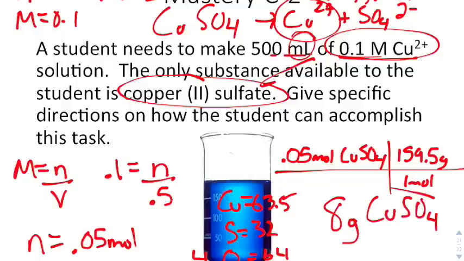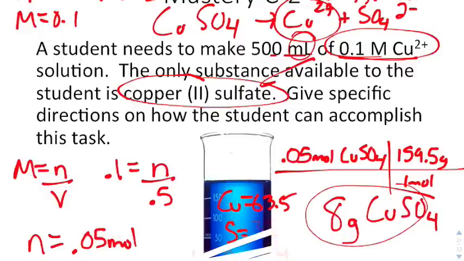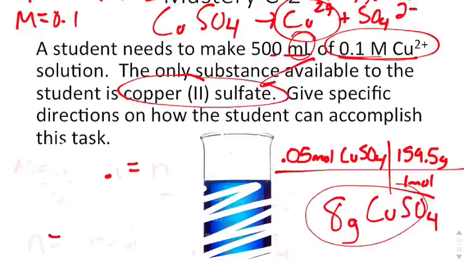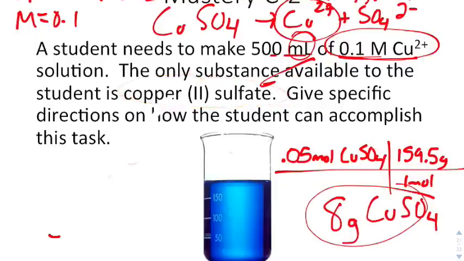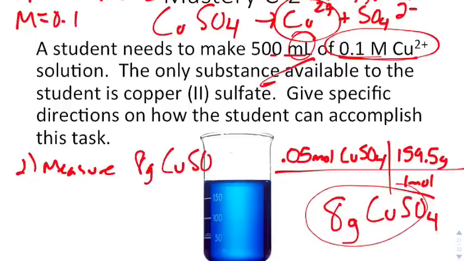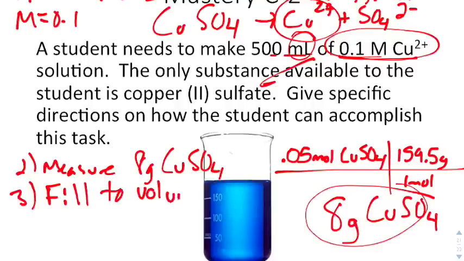So we've done the math. We know that we need 8 grams of copper sulfate. Here's what we would do. We would measure out 8 grams of copper sulfate. We would put it at the bottom of a volumetric flask, and then we would fill to the volumetric flask line, the meniscus. So you want to fill it up to the volumetric flask line, the meniscus, to get the exact value.